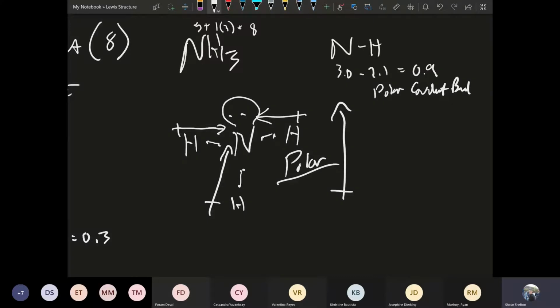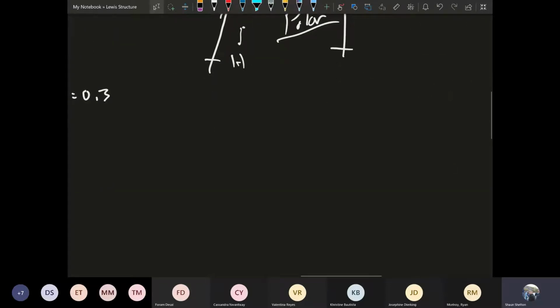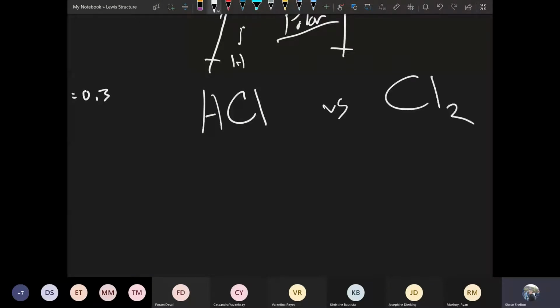You have to draw the Lewis structure, and then you look at the electronegativities, and you draw your arrows pointing towards the more electronegative, figuring out if one cancels out with the other. If they all cancel out, it's nonpolar. If they don't all cancel, then you've got your answer. It's very easy. So let's do one together. Let's do HCl versus Cl2. I want you to draw the Lewis structure for these two, and I also want you to figure out which one is polar and which one is nonpolar.